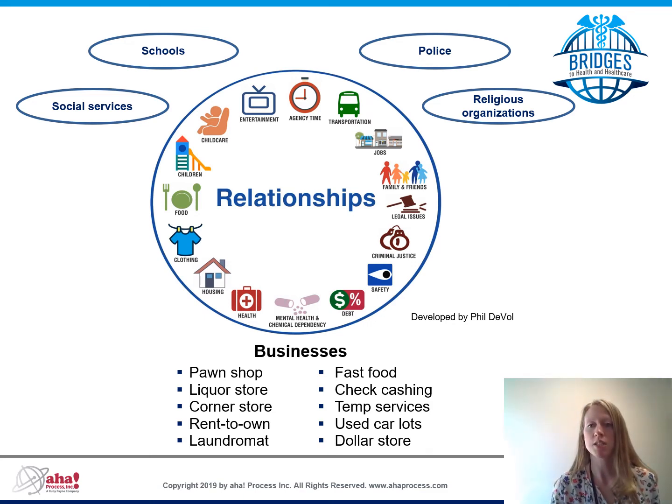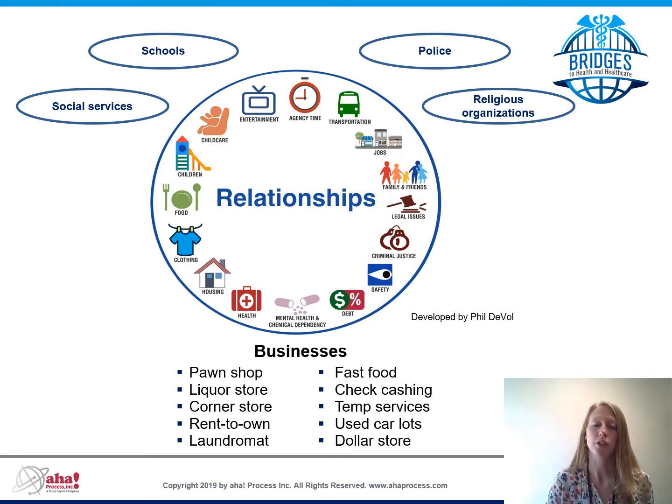Of the items you see in the circle, such as food, childcare, agency time, by which we mean time spent at places like maybe DSS, HUD, food pantry, etc., and legal issues, which would you likely have included? Are there any in the circle that surprise you? Is there anything you would have included but you don't see here?